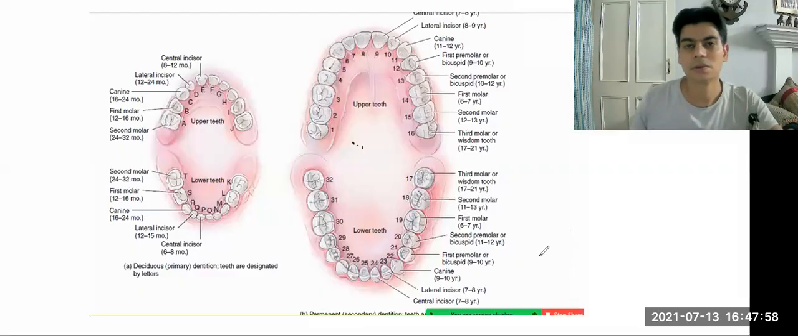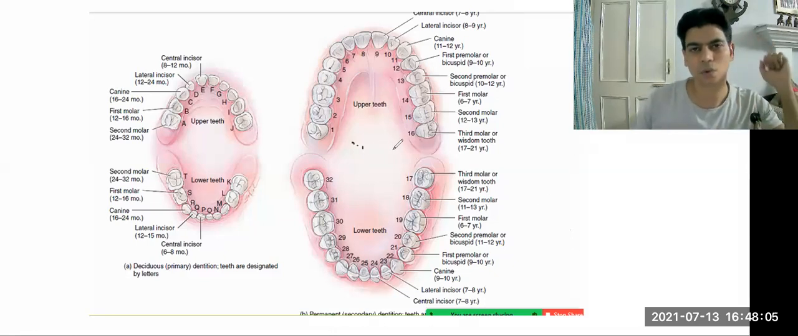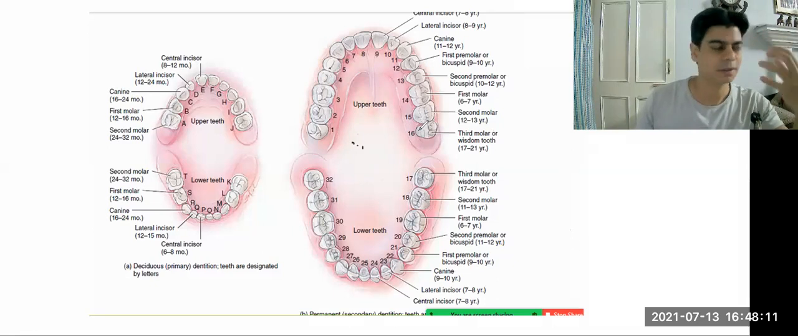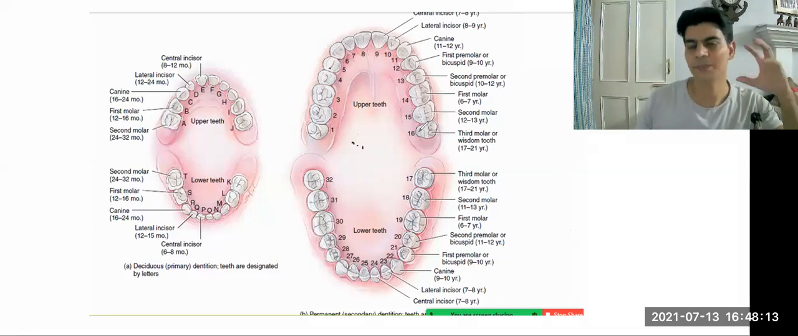Now we will talk about teeth and the structure of a tooth. You know that teeth are inside the oral cavity, and they are accessory organs. What do we mean when we say accessory organs? That these teeth help in digestion.